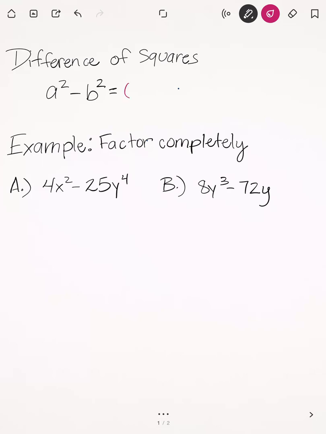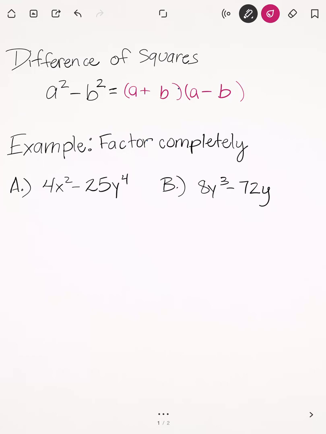So to factor that, all we do is we take the square root of a squared, which is just a and a, the square root of b squared, which is just b and b, and then we have 1 plus, 1 minus, and that's all it is for factoring.